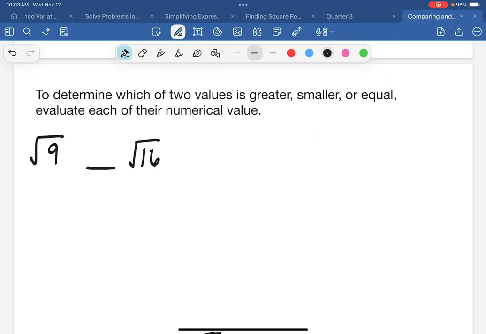In order for us to compare correctly, we need to determine which of two values is greater, smaller, or equal, and evaluate each of their numerical values.